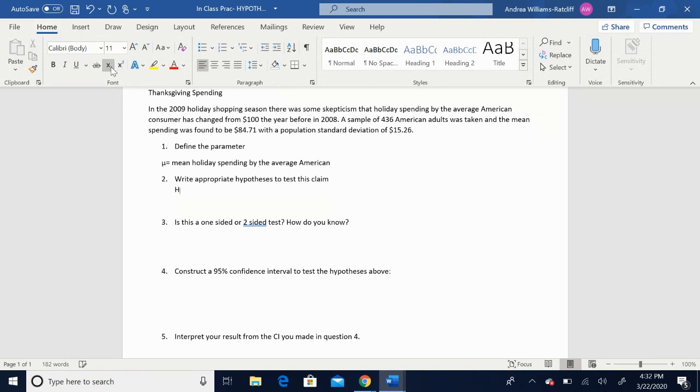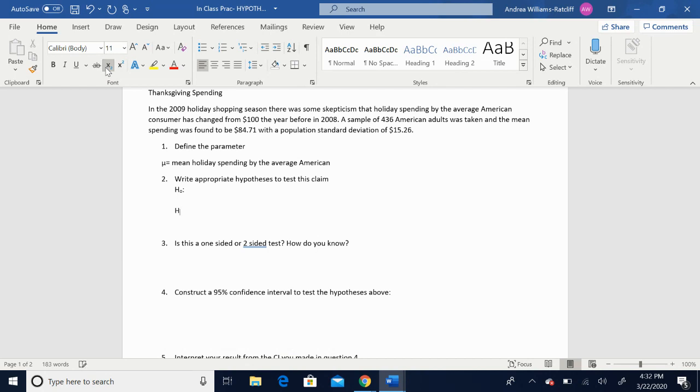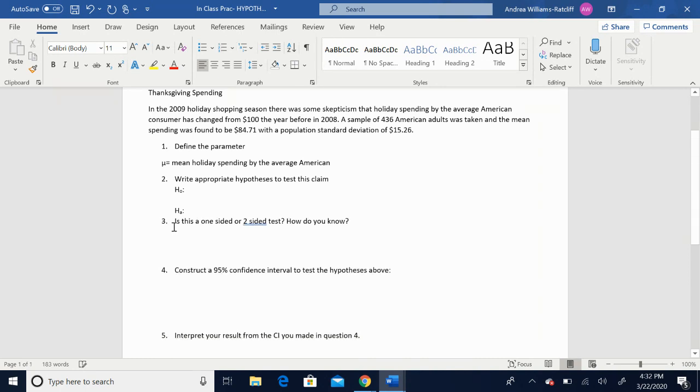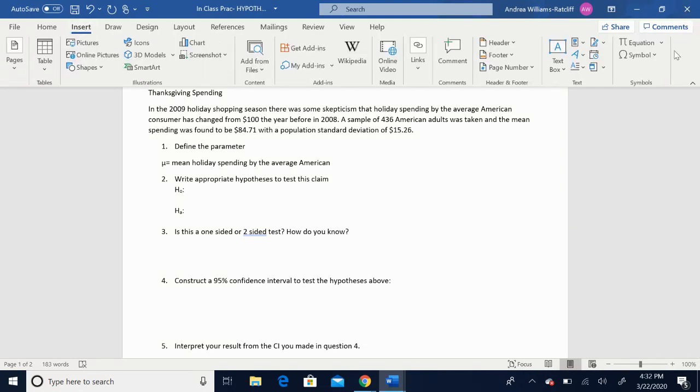So I have my null hypothesis, and I also have my alternative hypothesis. Again, you do not have to type these in using the subscripts. You could just print this off and handwrite it. That might be a little bit easier, especially if you're not as comfortable as I am with knowing where the symbols are. So remember what we have to write these hypotheses about. We're always going to have the parameter notation. In this case, that's mu.